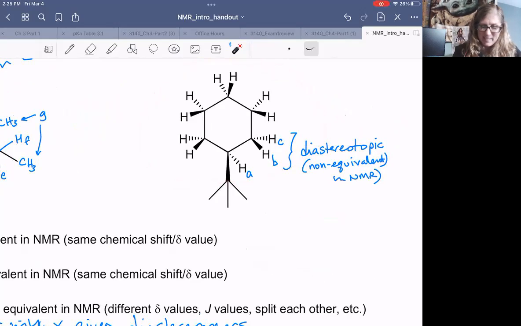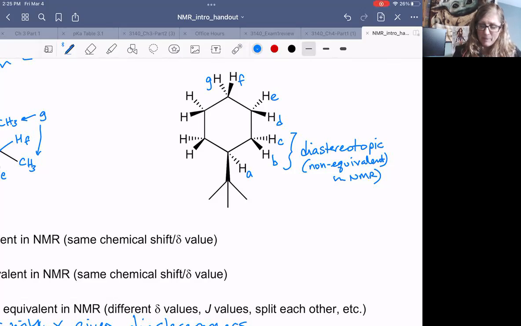Okay, so let's continue looking at the next CH2. The next CH2 is different from this CH2, but again, the relationship to each other is diastereotopic. So we would call this D and E. And then the two on the very opposite end of the ring are also different from the other CH2s, but they are also different from each other. So we could call that protons F and G.